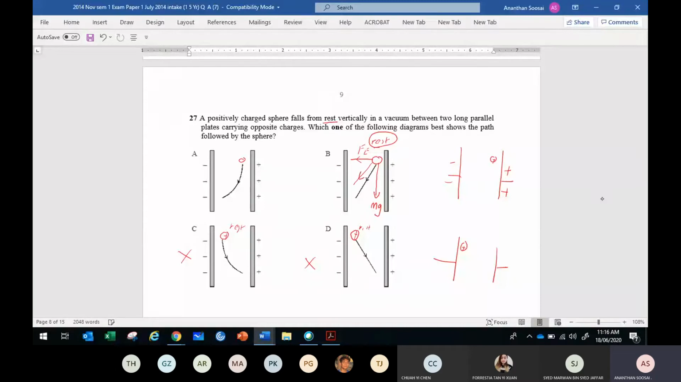The net force will be here. Because it is at rest, it immediately follows the direction of the net force. You just follow the direction of the net force. So B is the answer. It follows the direction of the net force.